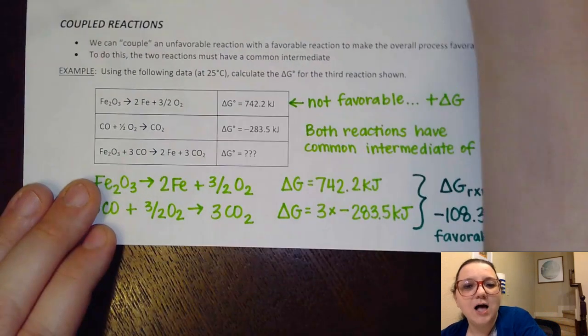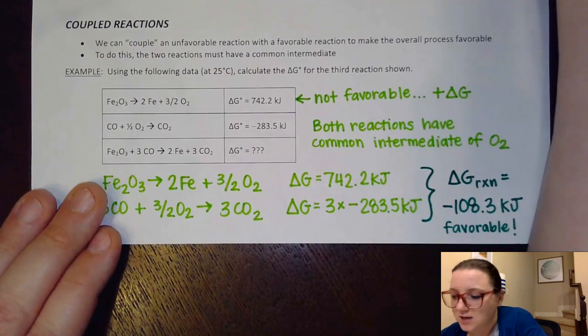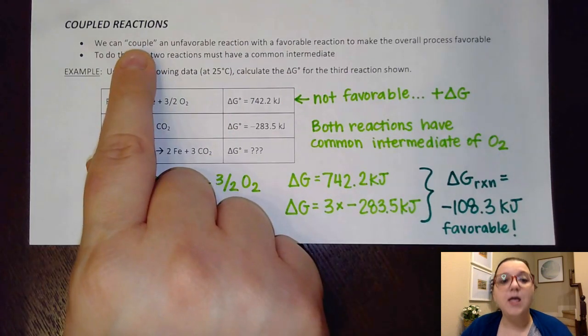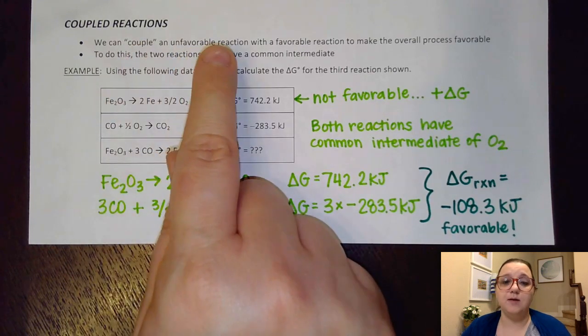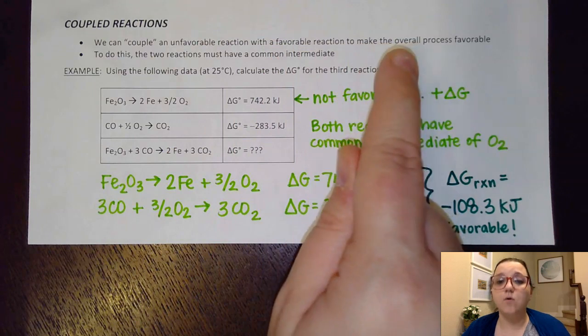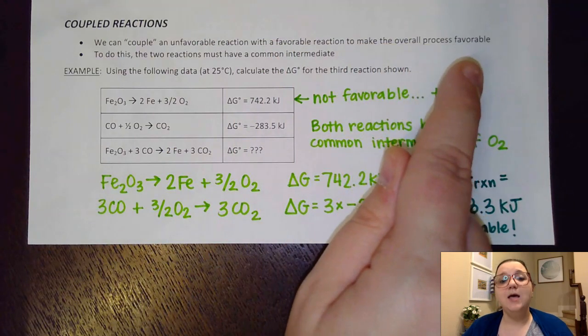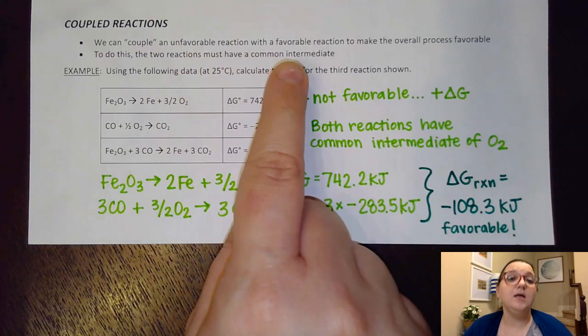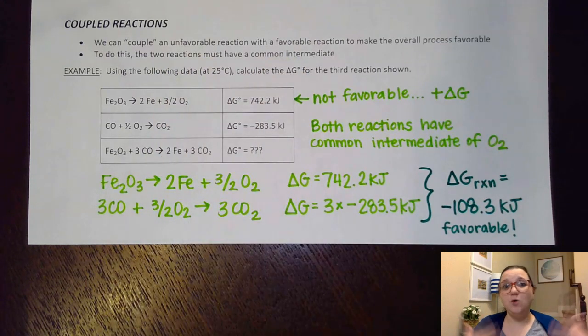Let's talk about coupled reactions, which actually uses that Hess's law idea that we saw up above. It says that we can couple an unfavorable reaction with a favorable one in order to make the overall process favorable. Now, to do this, you have to have two reactions that have a common intermediate because I need things to cancel out when I'm doing my Hess's law calculation.